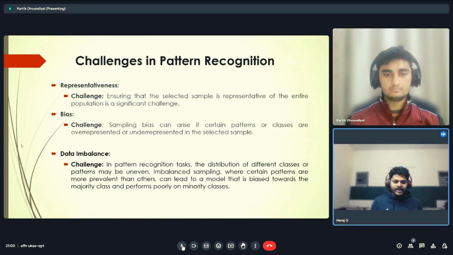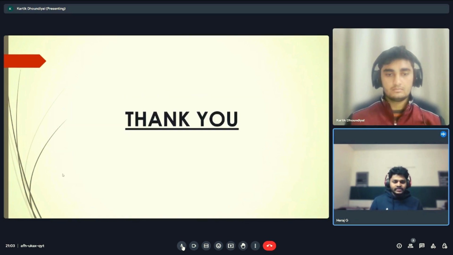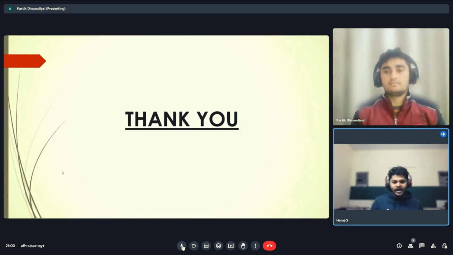And lastly, data imbalance. In pattern recognition tasks, the distribution of different classes or patterns may be uneven. Imbalanced sampling, where certain patterns are more prevalent than others, can lead to a model that is biased towards the majority class and performs poorly on the minority class. So this is all about the sampling methods of pattern recognition.